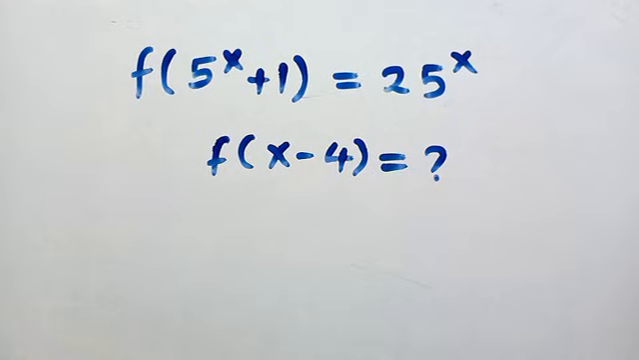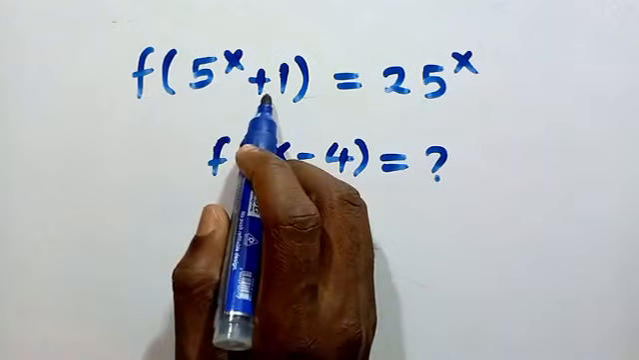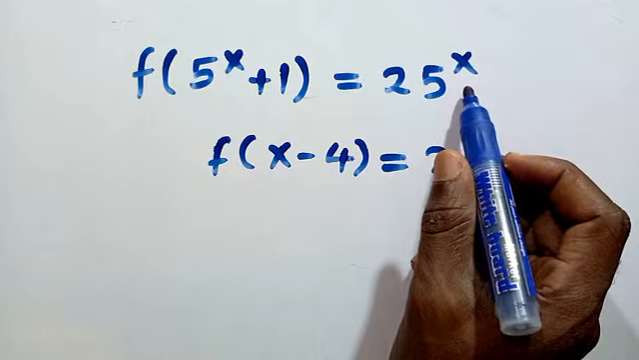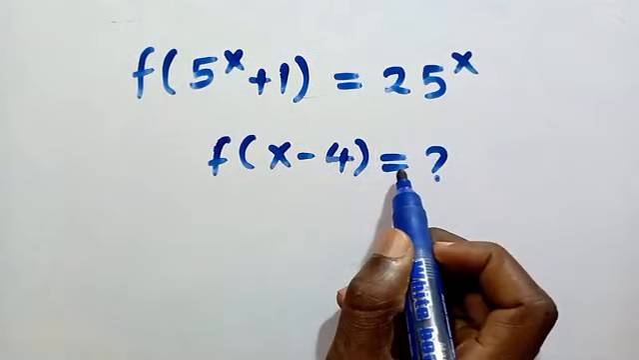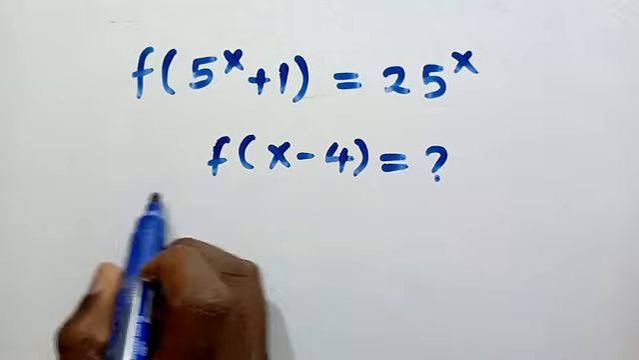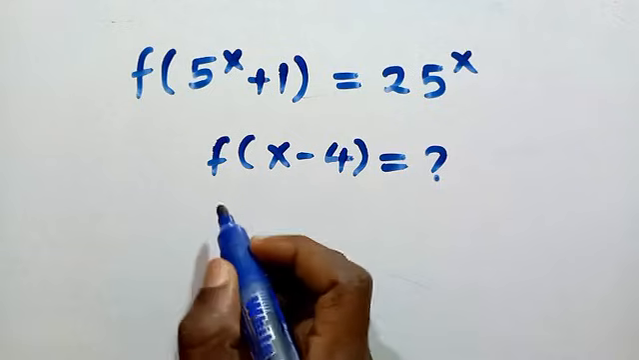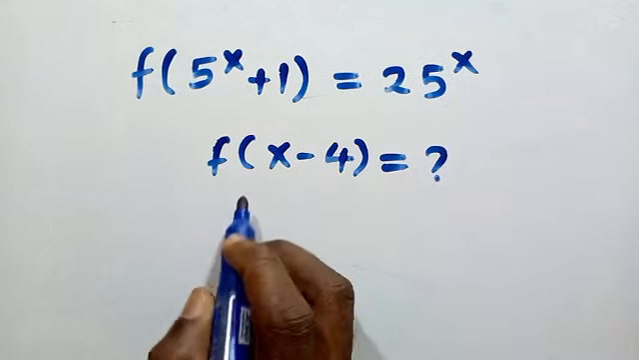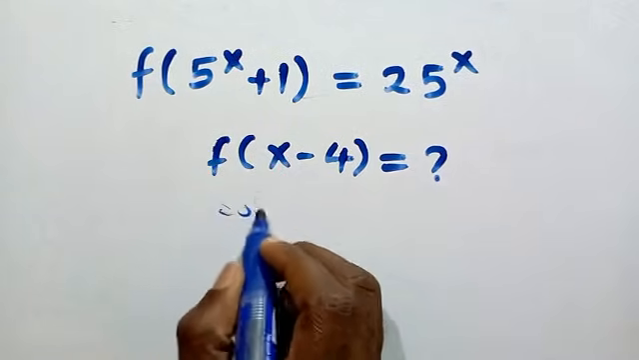How to solve these nice equations? We have f(5^x + 1) = 25^x, and here we want to find f(x - 4). Here we are going to be solving this using two different methods, and we are going to consider the one that is more effective between these two methods to solve this functional equation. Let's consider the solution first.